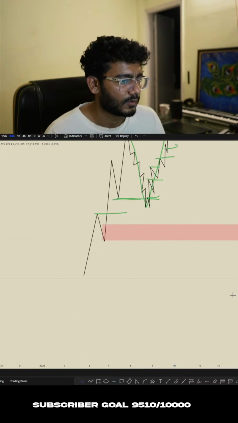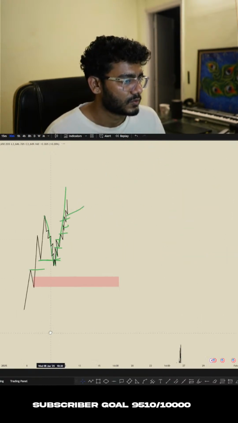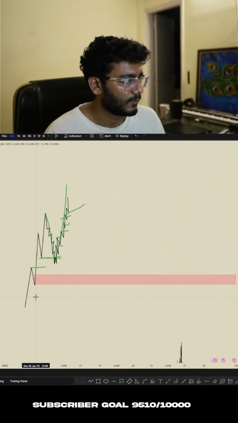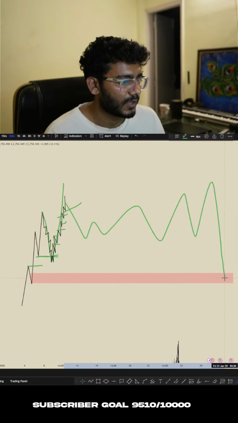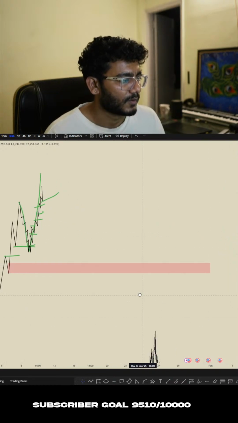So this order block, maybe after 2 days, 4 days, maybe after a year, price will mitigate it and then it can continue to the upside. Something like this.